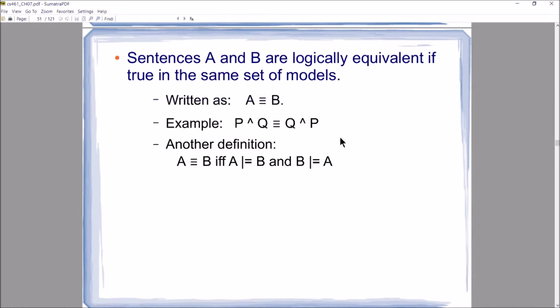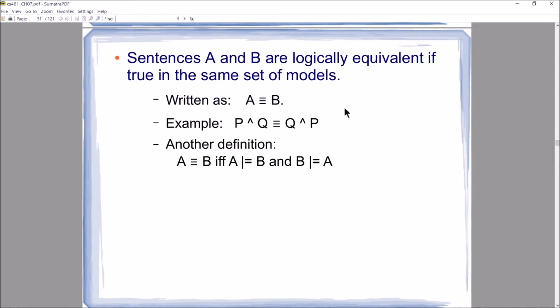So we can write that as what you see here, these three lines on top of each other, right? That means logical equivalence. So A is logically equivalent to B, or alpha is logically equivalent to beta, if I was going to write that in Greek, right?